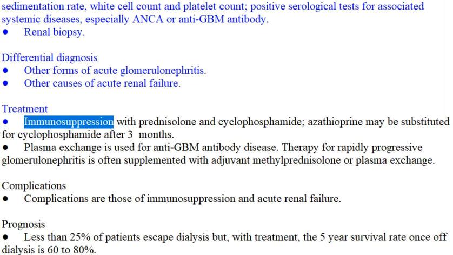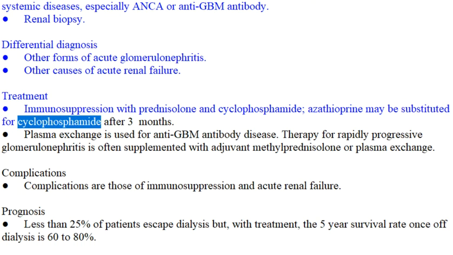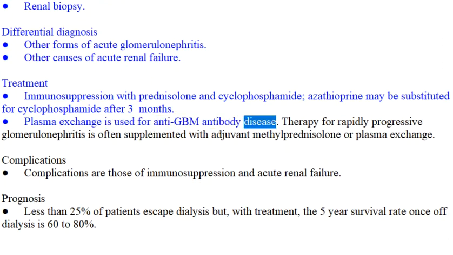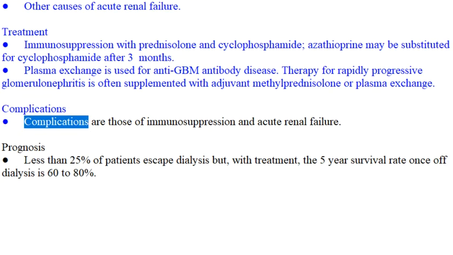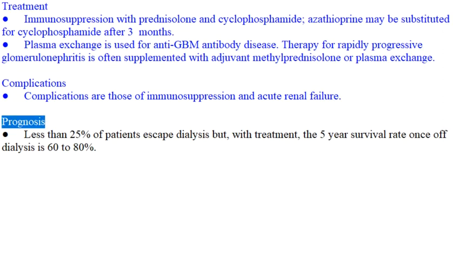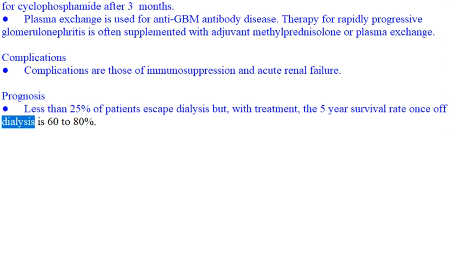Treatment. Immunosuppression with prednisolone and cyclophosphamide. Azathioprine may be substituted for cyclophosphamide after 3 months. Plasma exchange is used for anti-GBM antibody disease. Therapy for rapidly progressive glomerulonephritis is often supplemented with adjuvant methylprednisolone or plasma exchange. Complications are those of immunosuppression and acute renal failure. Prognosis: less than 25% of patients escape dialysis, but, with treatment, the 5-year survival rate once off dialysis is 60 to 80%.